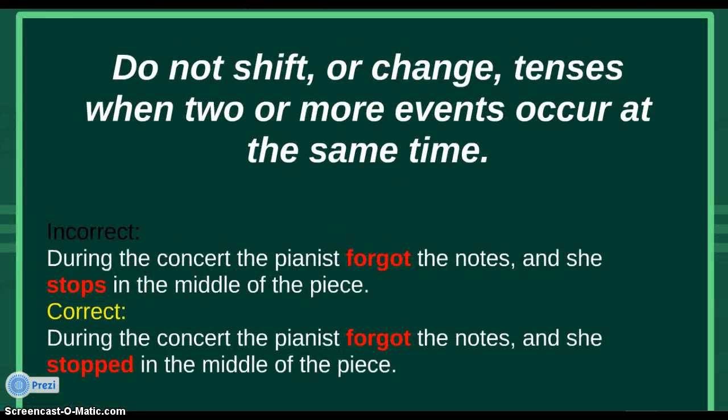It's important that you don't shift or change tenses when two or more events are occurring at the same time. Let's look at the incorrect example. During the concert, the pianist forgot the notes, and she stops in the middle of the piece. We started off using the past tense, forgot, and then changed to present tense, stops, even though those things happened at the same time. The correct sentence should read, during the concert, the pianist forgot the notes, and she stopped in the middle of the piece. Now we have compatibility of tenses. Both of these are past tense.